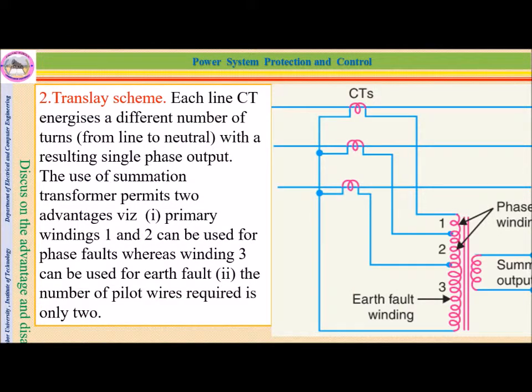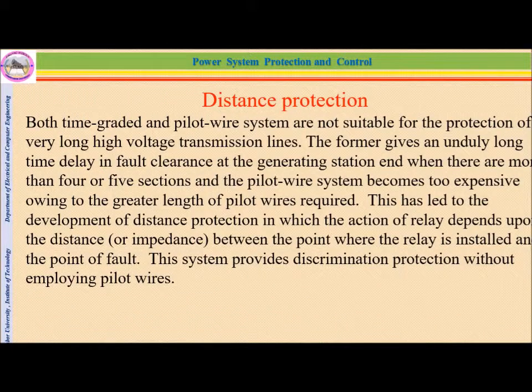The second one is the translay scheme. Each line has a different number of turns. You can see a different number of turns from line to neutral with the resulting single phase output. That is the summation output. The use of a summation transformer permits two advantages. The primary winding can be used for phase voltage, whereas the other winding can be used for arc voltage. And the number of pilot wires required is only 2, so that's the greater advantage.